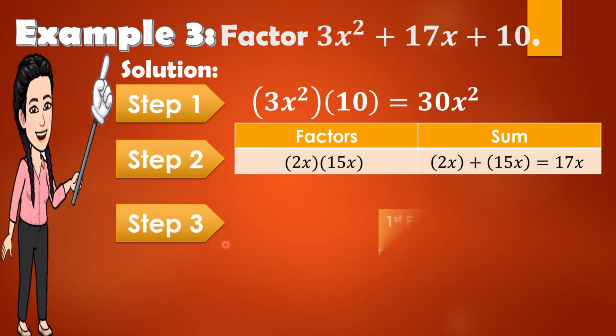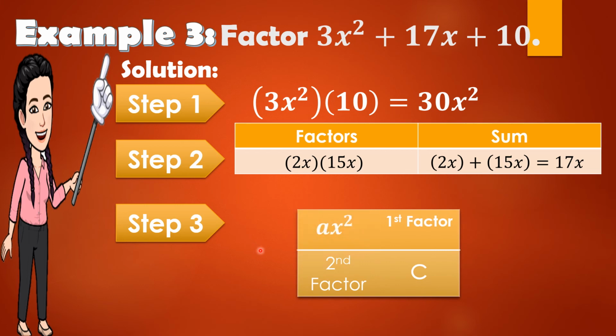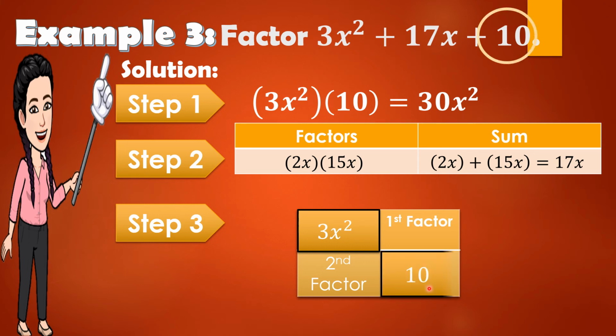Step 3, complete the factor table. So dito ang ilalagay natin ay ang first term natin na 3x squared. Dito ang ating last term na 10. Dito naman ang ating first factor na 2x. At dito naman ang ating second factor na 15x.